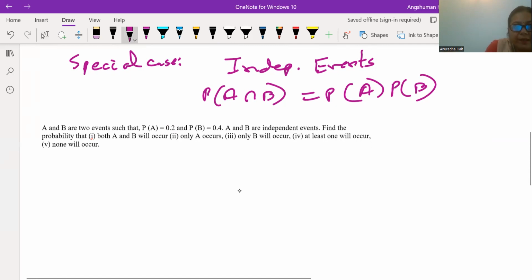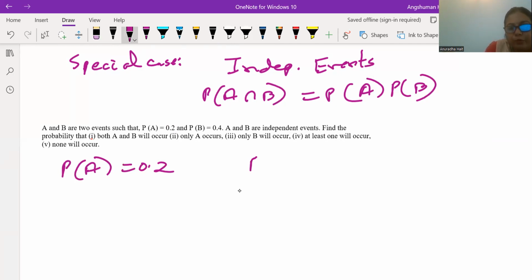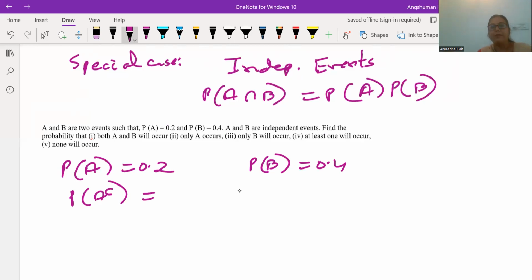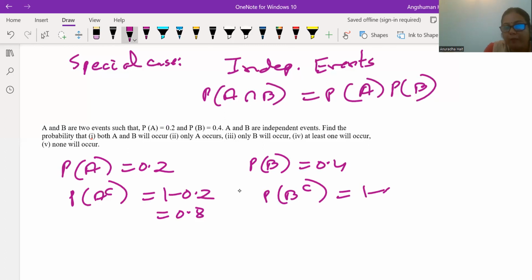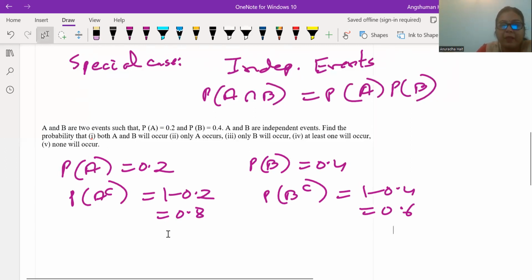Fine. So what is given? Let us write it first. Probability of A equal to 0.2, probability of B equal to 0.4. So what is probability of A complement? A complement means A will not occur. That is 1 minus 0.2, which will be 0.8. And probability of B complement will be 1 minus 0.4 equal to 0.6. So A complement means A is not happening. B complement means B is not happening. Okay, fine.